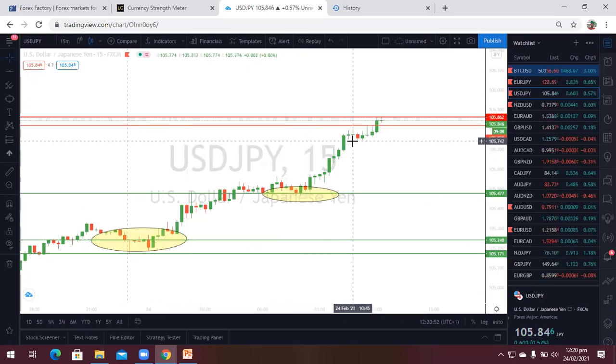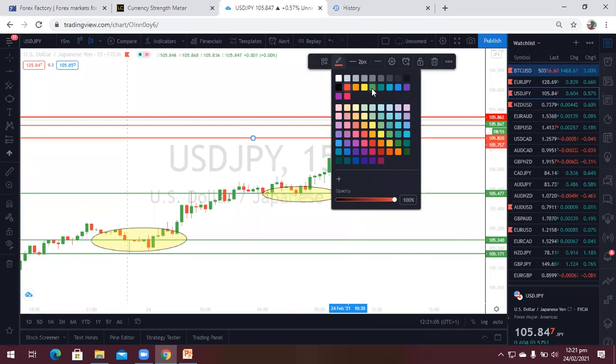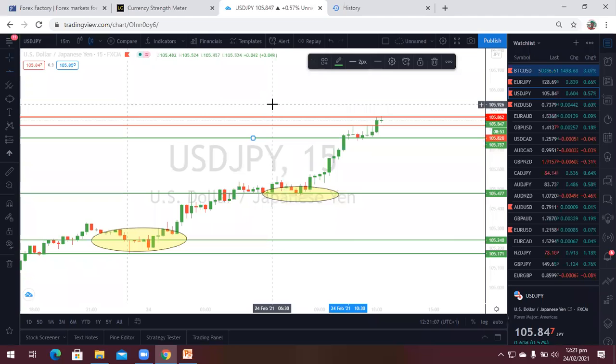So what's the next support for 15 minutes? Simple. I bring this down here. You can see where I have the red candle and then the green candle take it up. This is a support. I change that to a green color. Boom.